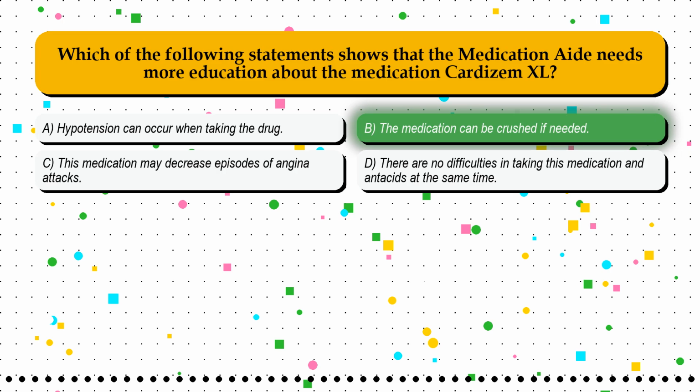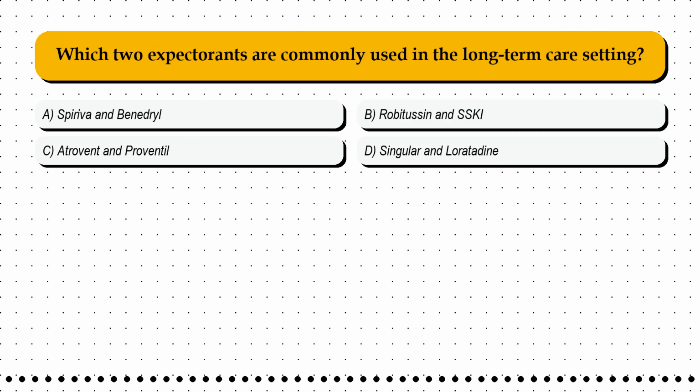The correct answer is option B. The medication can be crushed if needed. Question 113. Which two expectorants are commonly used in the long-term care setting? Option A, Spiriva and Benadryl. Option B, Robitussin and SSKI. Option C, Atrovent and Proventil. Option D, Singulair and Loratadine.